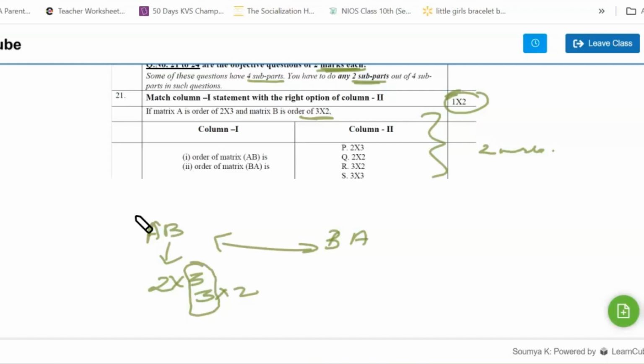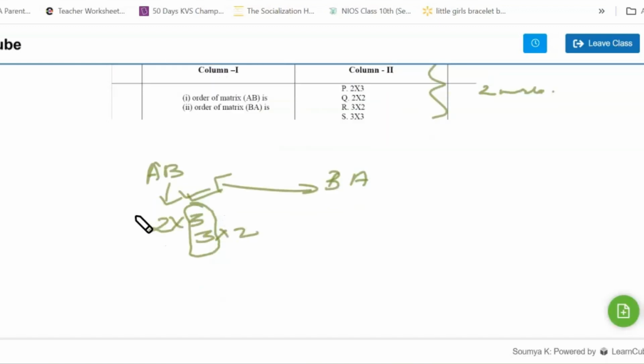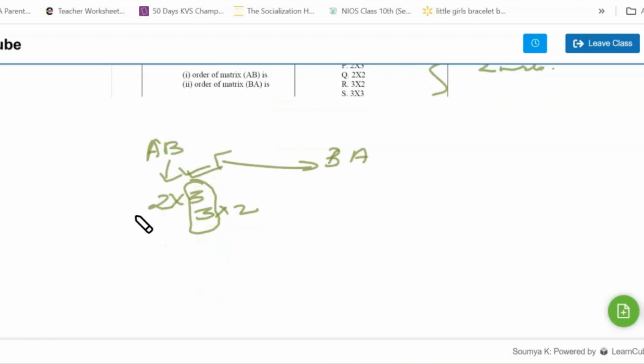If these two are common, then only multiplication is possible. Sorry, it's not addition, it's multiplication. Multiplication is possible in only those cases, and the final product that you get for the matrix product will have the order 2 by 2. So the final result will have a 2 by 2 order matrix. That is in case of AB.